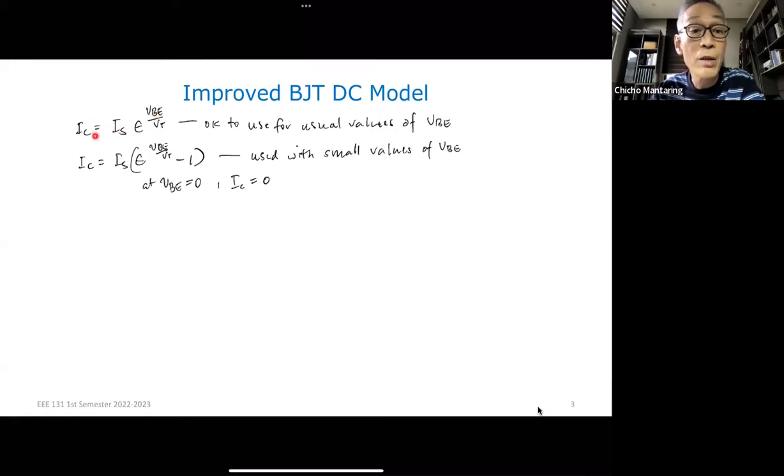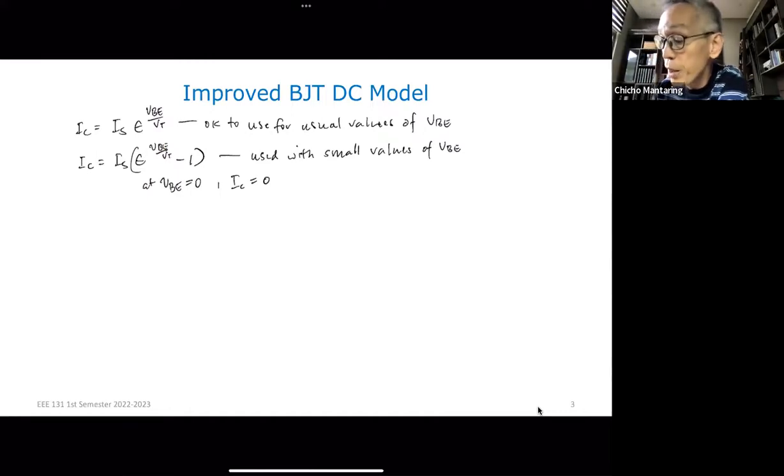Note also that you cannot use this expression when VBE is negative, well, you can, but it's more accurate to use the other expression. Because here, when VBE is negative, you'll still come up with a positive IC. Here, when VBE is negative, then minus 1 becomes larger than this value, and you come out with a negative IC. So this is really the better formula to use in general.